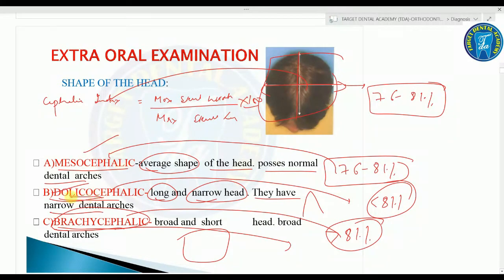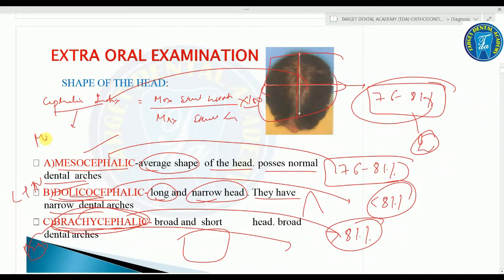Mesocephalic, normal. Dolichocephalic, long and narrow. Brachycephalic means broad and short. This is the normal ratio. The cephalic index was given by Martin and Saller in 1957, a commonly asked MCQ.